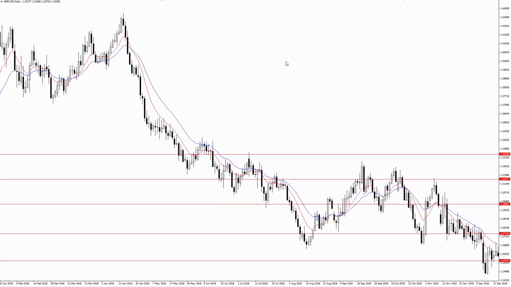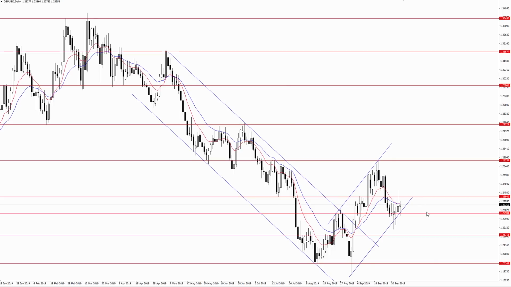So just to recap, as long as this 122.90 area is intact as support, we have to respect the potential for a move higher, but 123.80 is going to continue to attract sellers until we see a daily close above it. Break below 122.90 would expose 121.70. A break above 123.80 would expose 125.70.